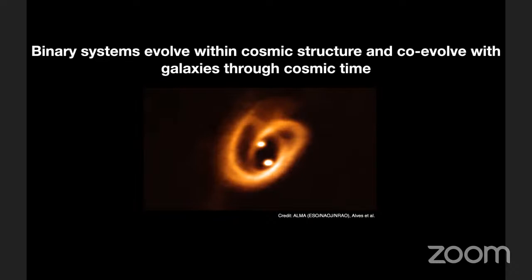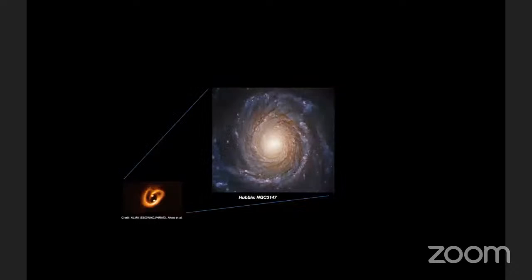And one of the things we want to take away from this event, which will be the motivation for the rest of my talk, is that these binary systems evolve and grow with cosmic structure and co-evolve with the galaxies they live in through cosmic time. This is the connection we want to sketch out: to use the host galaxies, if we can see them, to understand the population and the evolution, and what signatures of the evolution of these systems are imprinted on the population of host galaxies that we see them in.